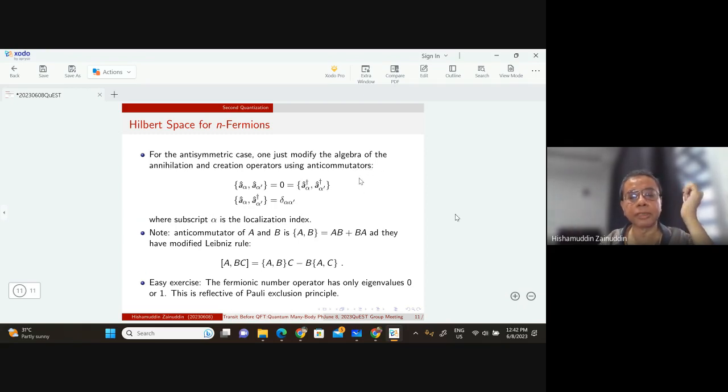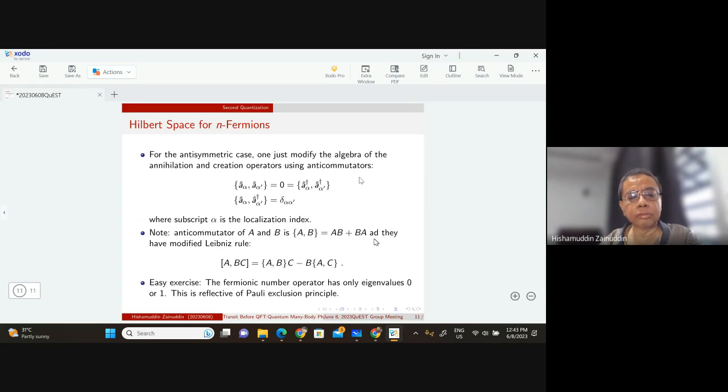So the creation operators and the annihilation operators are now what we call fermionic operators. Instead of having the algebra defined by commutators, they are now defined by an anti-commutator. An anti-commutator between A and B is given by just the symmetrized version of the operators.